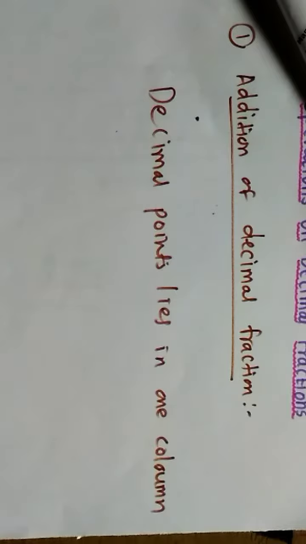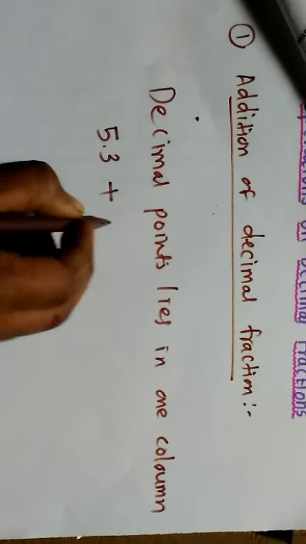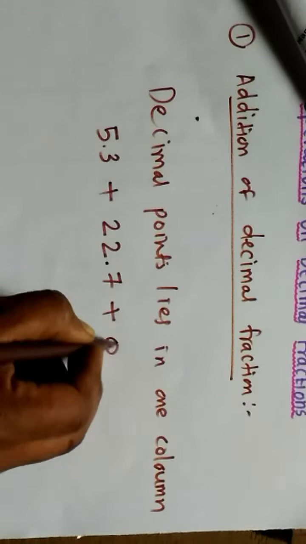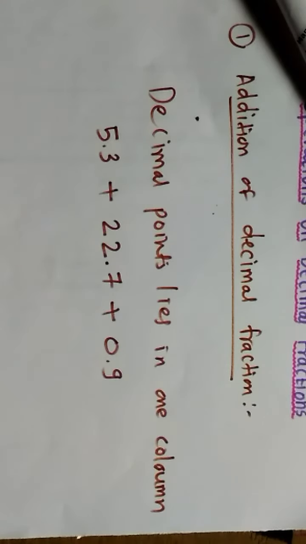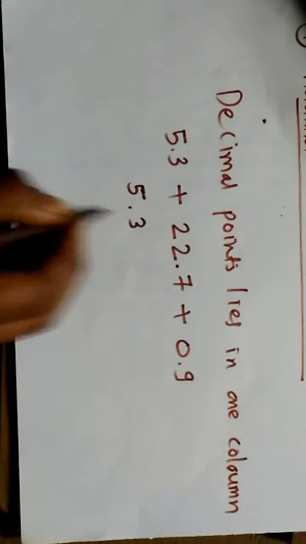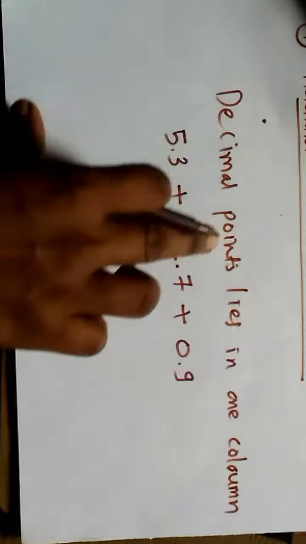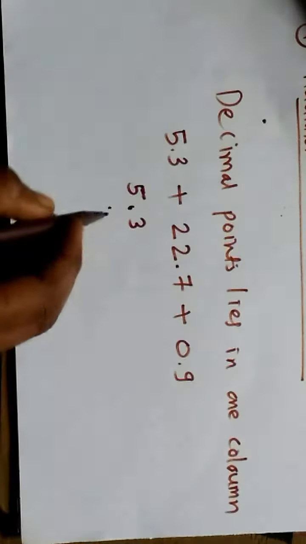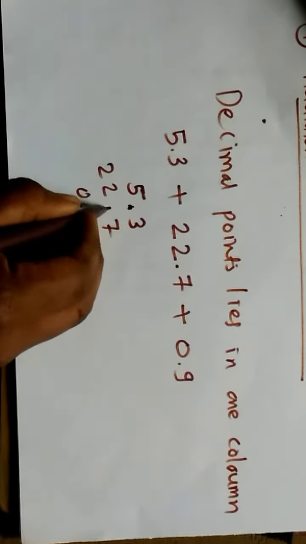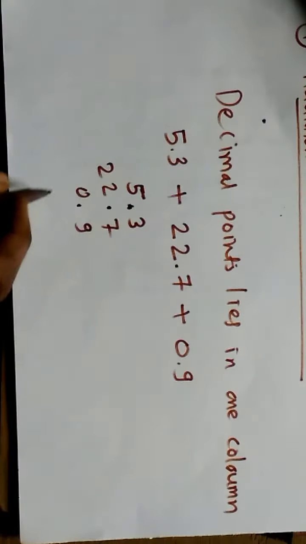Okay, suppose I take one example: 5.3 plus 22.7 plus 0.9, addition of these three decimal fractions. So what we do, we write 5.3, next 22.7 and 0.9. What is the condition? The decimal point lies in one column. Yes, the condition is satisfied, this lies in one column.